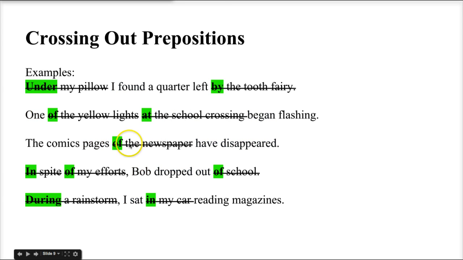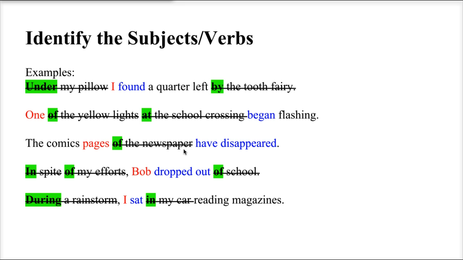You go through each of these. When you've crossed out the prepositional phrase, the comic pages have disappeared. Well, who or what is this sentence about? It's about pages. A lot of students would commonly make the mistake of thinking that it was the newspaper here because this is the word that's right before the verb. But we realize once we've crossed out this prepositional phrase and the only words we have left are the comic pages have disappeared, when we ask our question, who or what is the sentence about? It's about the pages. What about the pages? They have disappeared. You'll see the final two examples here. Once you've crossed out the prepositional phrases, it's very easy to find the subjects and the verbs without making any mistakes.